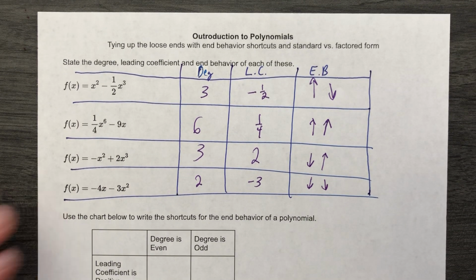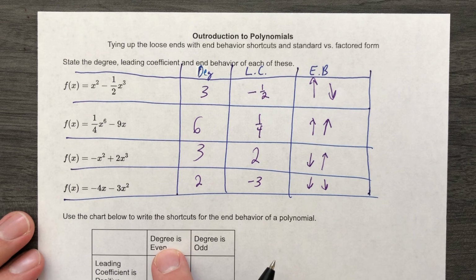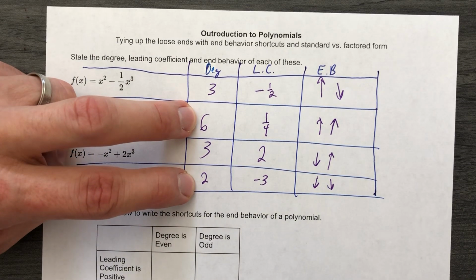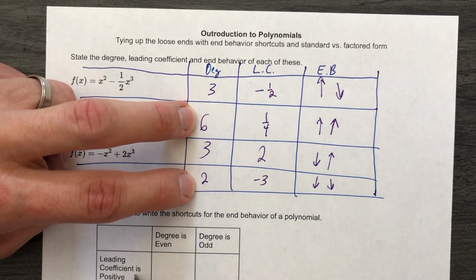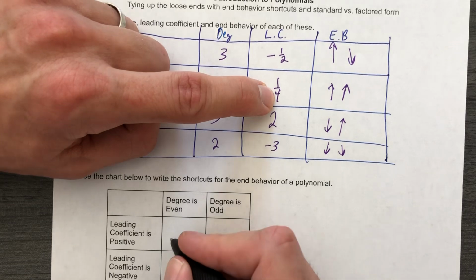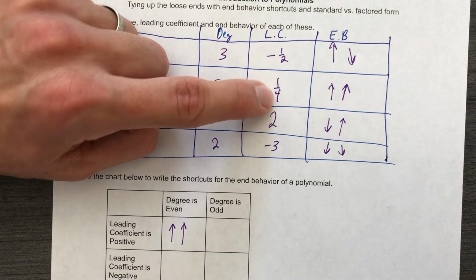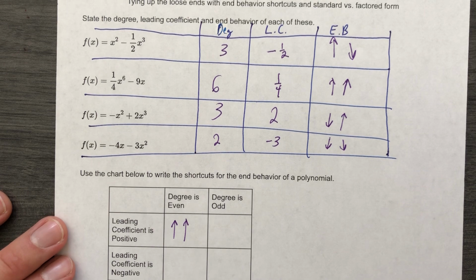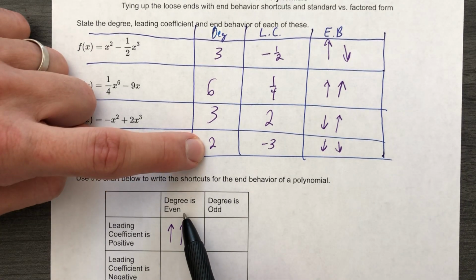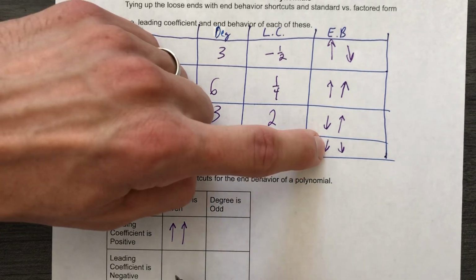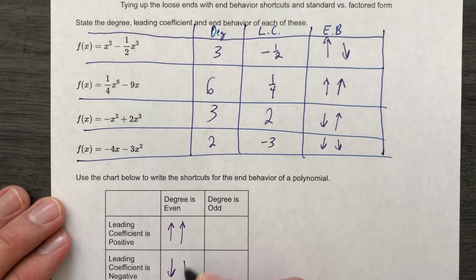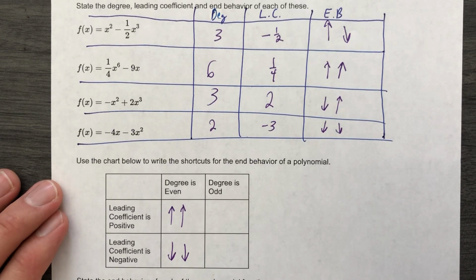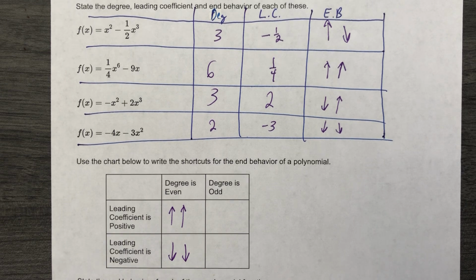All right. If your degree is even and your leading coefficient is positive, up, up. If, this only works for polynomials, by the way. If your degree is even and your leading coefficient is negative, down, down. Okay? Helps to memorize the chart. Actually, don't memorize the chart.